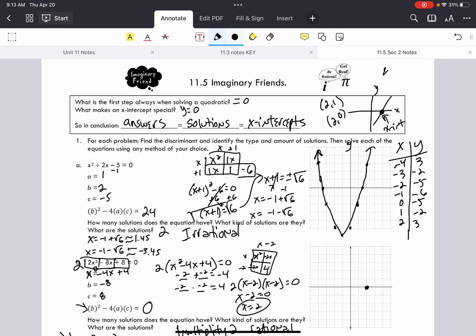What do you think? Come on, guys. I know you can do this. Why aren't our x-intercepts on whole number lines? Because they're not whole numbers. They're irrational, right? Okay, let's try the next one.